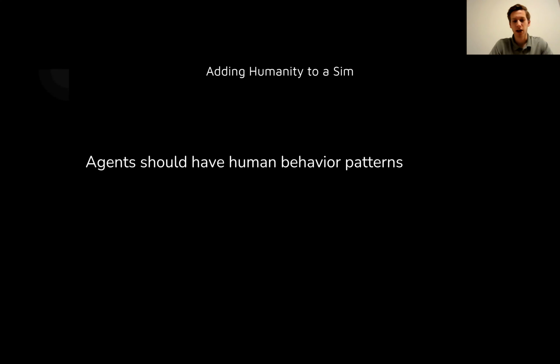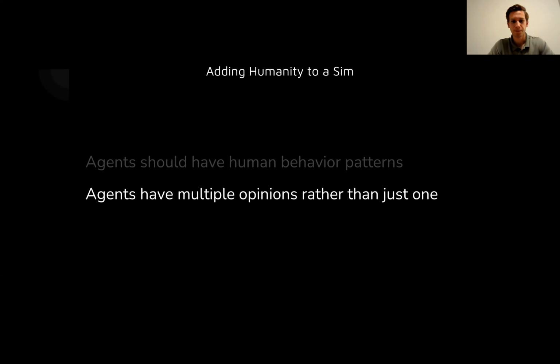So after we figured out how we were going to measure polarization, we wanted to make sure that agents acted in a way that was similar to the way humans behave. Part of that was implementing some of the different parameters of the model that we ended up implementing, which you'll see in a little bit.